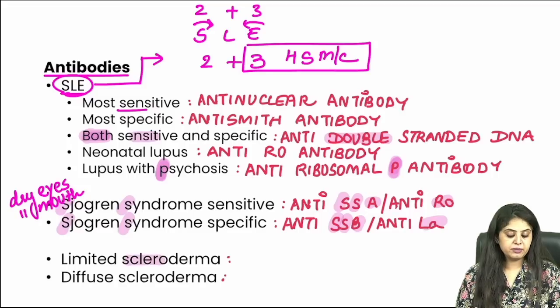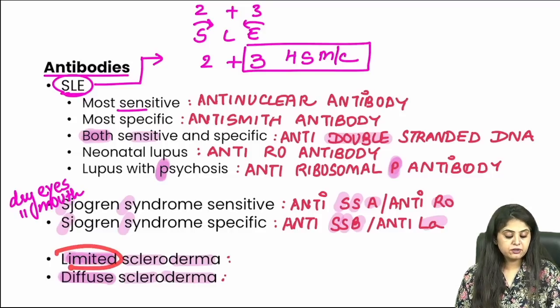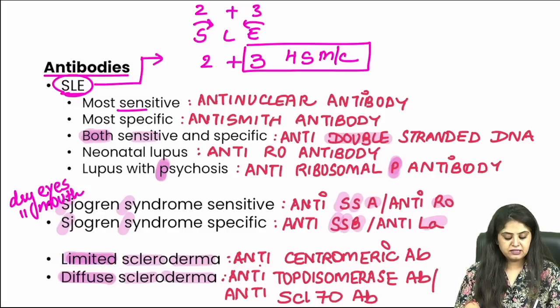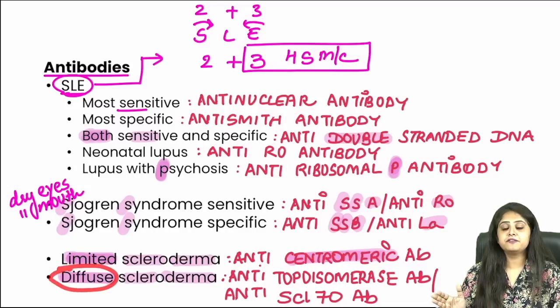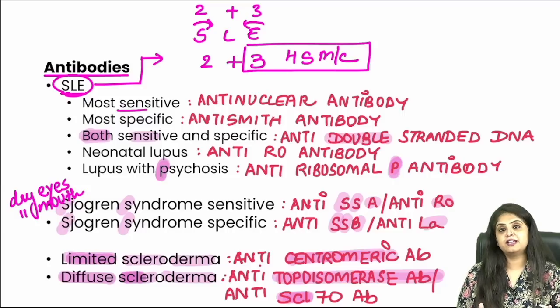Coming to now scleroderma. Derma tells us about skin. Sclero means thickening of the skin. If a limited part of the skin is thickened, that is limited scleroderma. If the total involvement of the skin occurs, that is diffuse scleroderma. So when limited scleroderma is there, it is centered to one part of the skin. Centered to one part. So the antibody is anti-centromeric antibody. But when diffuse scleroderma occurs and total skin is affected, the antibody is anti-topoisomerase antibody, also known as anti-SCL70, where of course SCL is going to tell you about scleroderma over here.